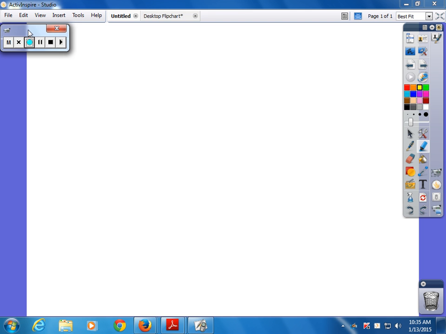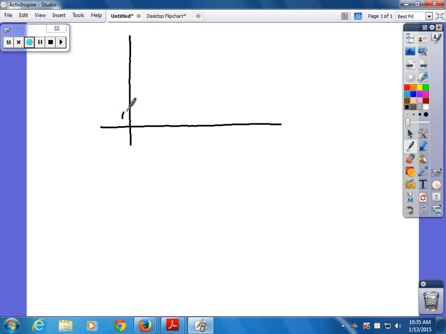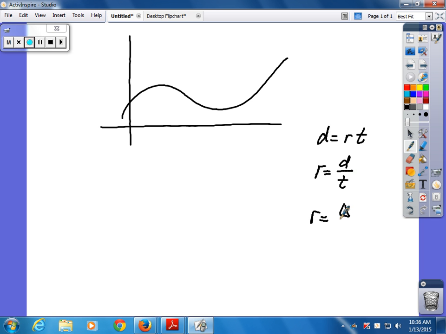Instantaneous rate of change: if you have a function that's going something like this, and I want the rate of change, the rate of change is nothing but slope. Distance is equal to rate times time, so R is equal to D over T. So R is equal to the difference in distance over the difference in time. And that is basically what sets us up as instantaneous rate of change, or rate of change. This is rate of change.